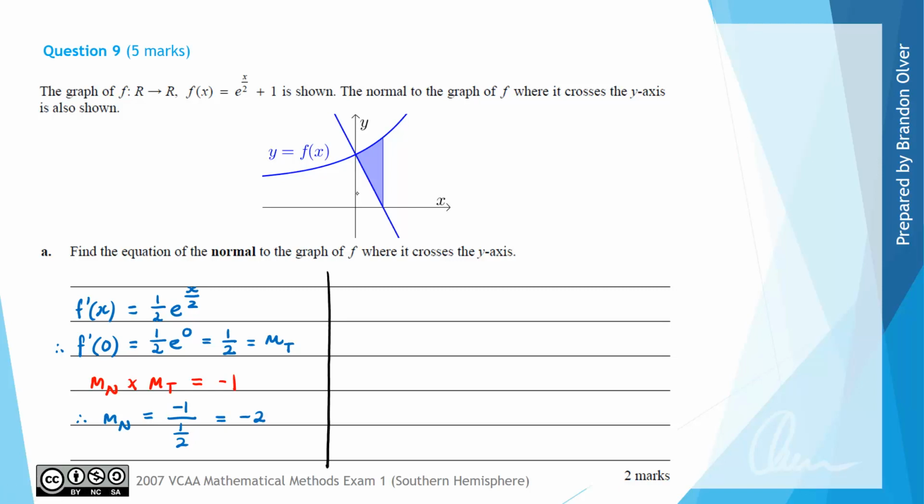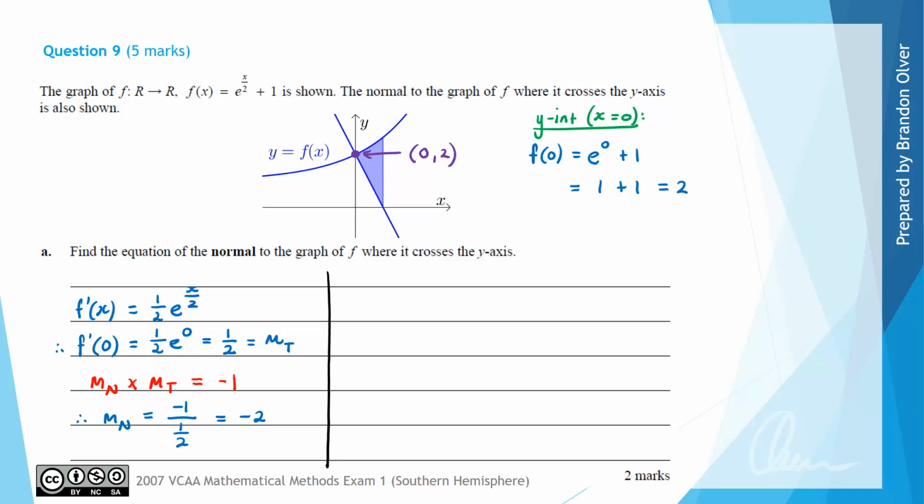Next up, we need to find the y-intercept of this graph. That's done by letting x equals 0 in the rule for the curve. So f of 0 is equal to e to the power of 0 plus 1, which is equal to 1 plus 1, which equals 2. So this point here, the y-intercept, has the coordinates (0, 2).